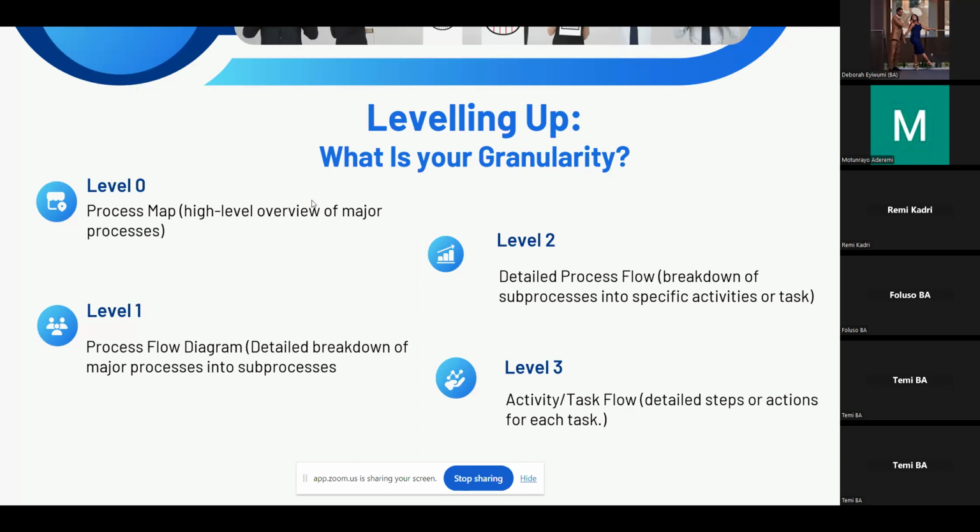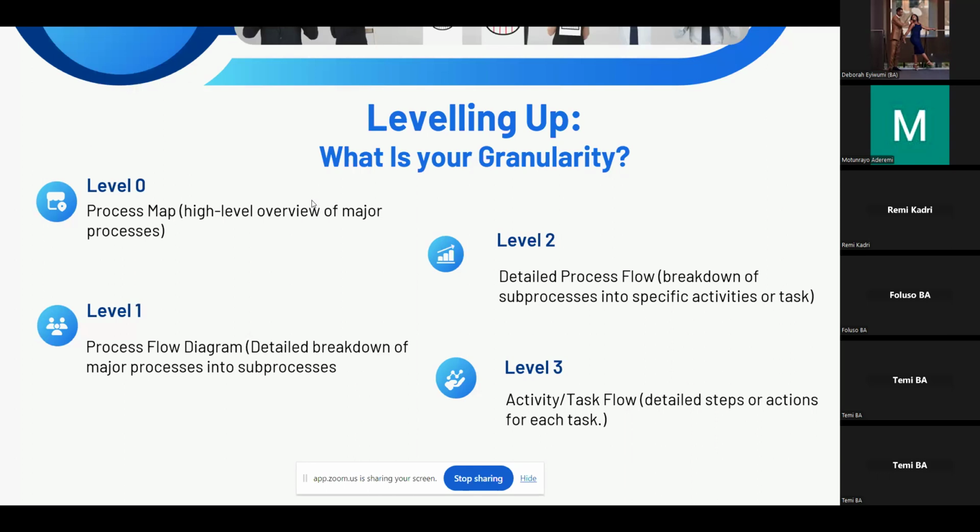Sometimes they ask you to create a process map. One of the first questions you ask them is, what level do you want me to do? Do you want me to do a high level, or a level 1, a bit of a breakdown, or do you want me to go down into the specific tasks, or do you want me to pick one particular activity and break that one down? So you have to talk about the level of the process map that you need to create.